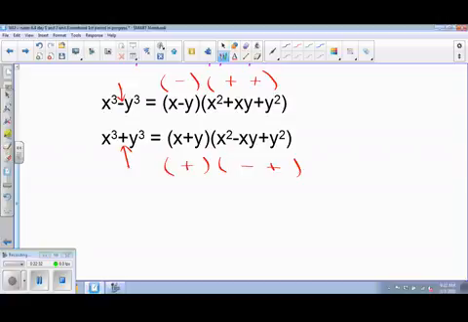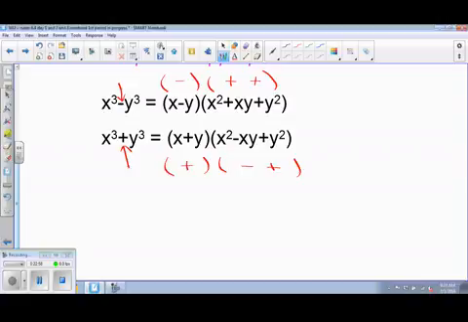Good. So, your pattern, binomial times trinomial. Same, opposite, always positive. Put your signs. Then square, multiply, square. In your binomial, it's just like the difference of squares. You're going to put square root, or cube root and cube root. Cube root and cube root goes in your binomial. That square multiply square is how you fill in the trinomial.